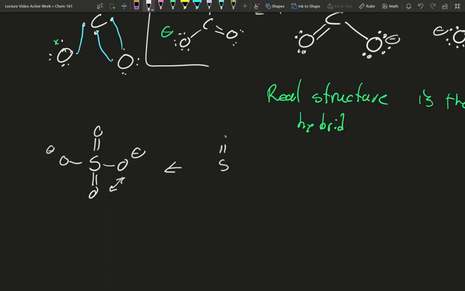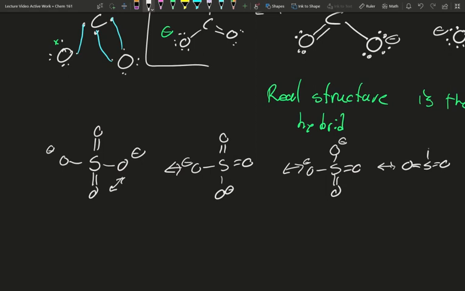I'd have a sulfur, double bond up, double bond left, single down, double bond right, single down, single left. I could also swap top and bottom. And so I'd have a structure that had a sulfur, double down, double right, single up, single left. I could also swap my bottom and my left here. And so I'd have one that is a sulfur, double right, double left, single up, single down.